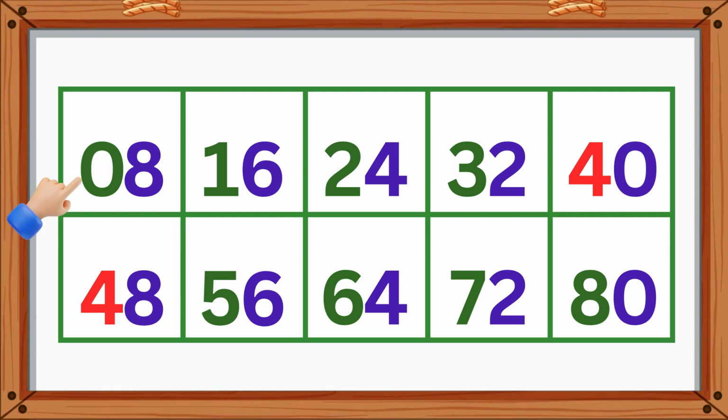Here's how it works. Start from the top left box and go across. 8 times 1 equals 8. 8 times 2 equals 16. 8 times 3 equals 24. 8 times 4 equals 32. 8 times 5 equals 40.